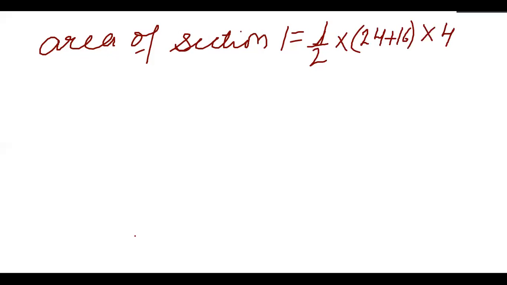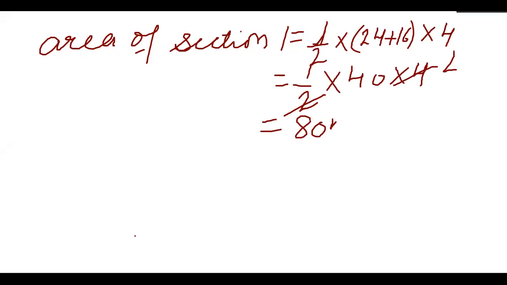Width is 4, that means height is 4. Solve it. Half into 40 into 4 is equal to 80 meters square. Here you can also mention centimeter square, sorry. Here you can also mention area of section 1 is equal to area of section 3. So इन दोनों section का area आपके पास आ गया 80 centimeter square. Whether it's meter or centimeter, check it according to the question you have to mention here, right? Then here you have given figure.